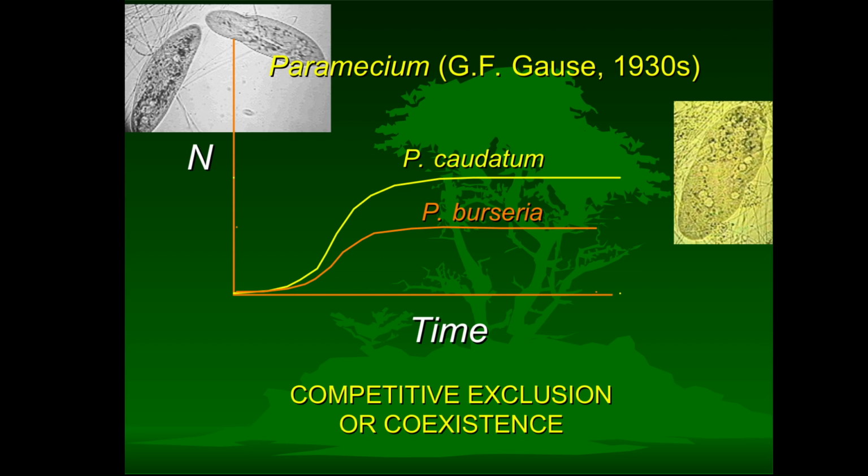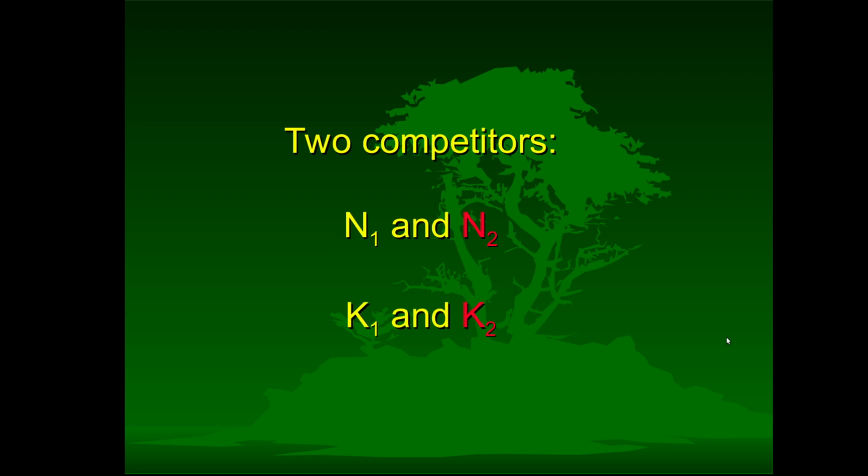All right, to answer this question, we consider the logistic growth equation, but applied to 2 species at the same time. Species 1 and 2, each one has its own N and its own K, its carrying capacity. So this will show us how and why one species population will decline to 0 or rise to carrying capacity.